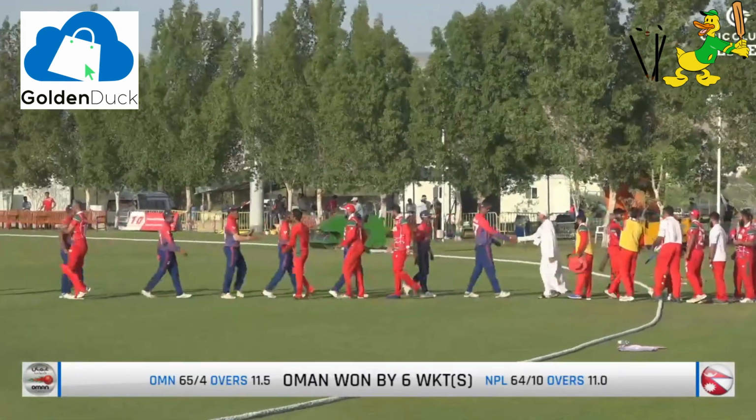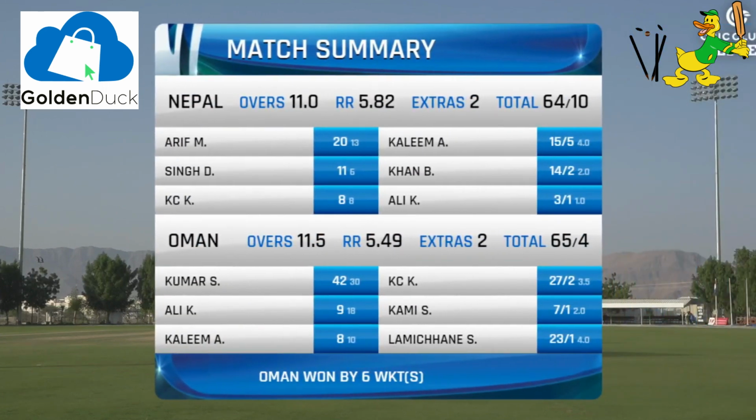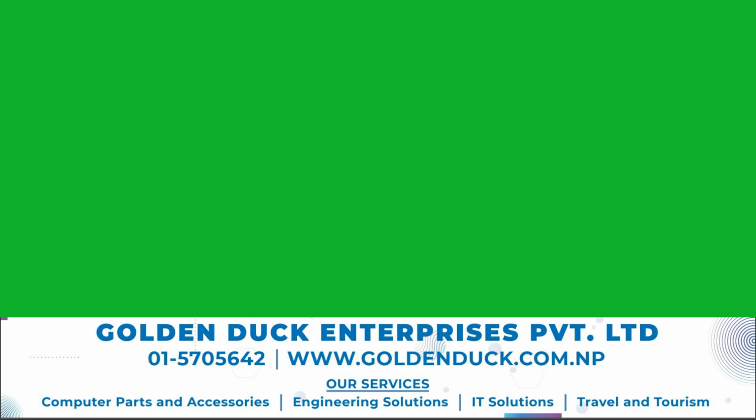Warm handshakes between the two sides. Over Nepal. Nepal routed for 64 all out in just 11 overs. Their 2nd lowest T20I total in history. And even though there were a few wobbles in the chase, Jamil, you'd have to say Oman worthy champions this week. Yes.